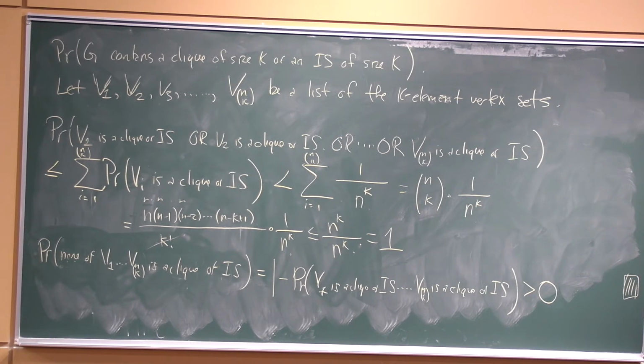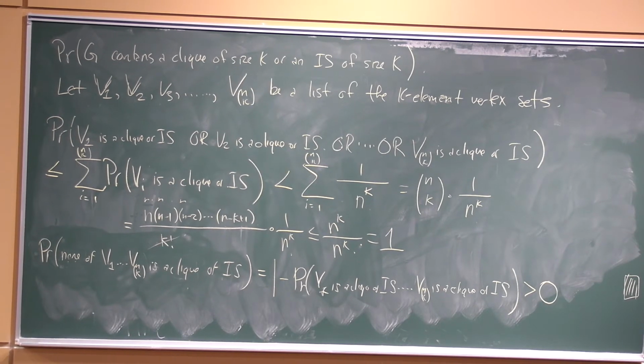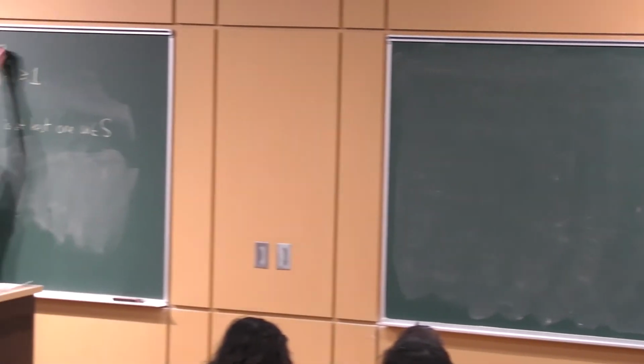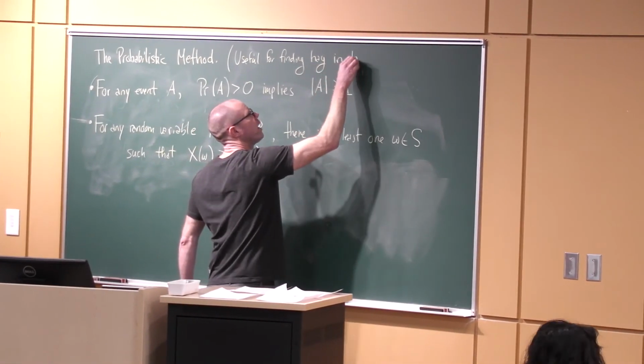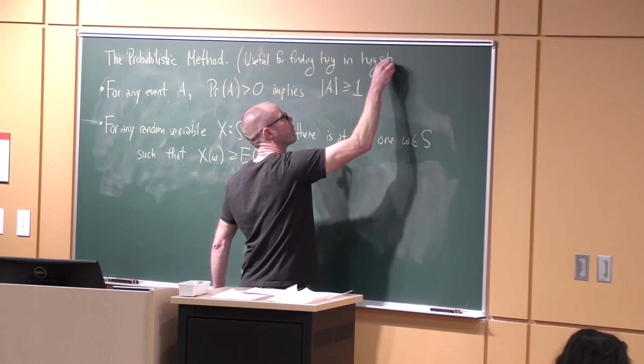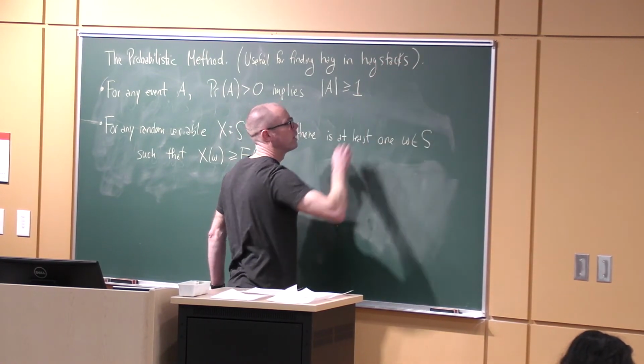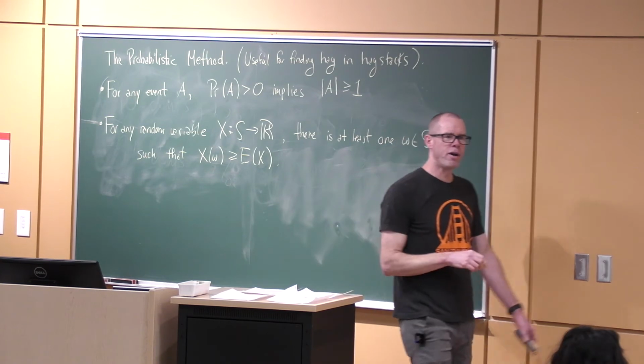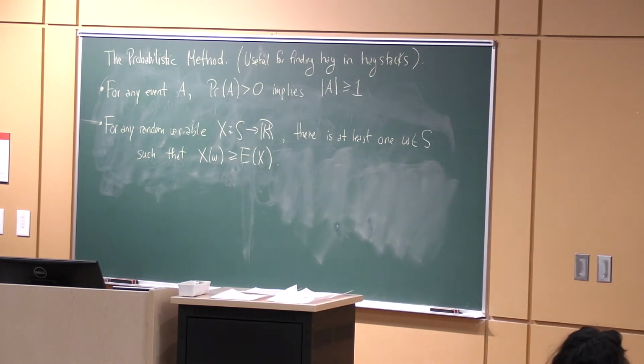There's a funny phrase used to describe this probabilistic method, and it's useful for finding hay in haystacks. So normally you think of searching for a needle in a haystack. That's the hard thing to do because there's a lot of hay and one needle, and it kind of hides in there.